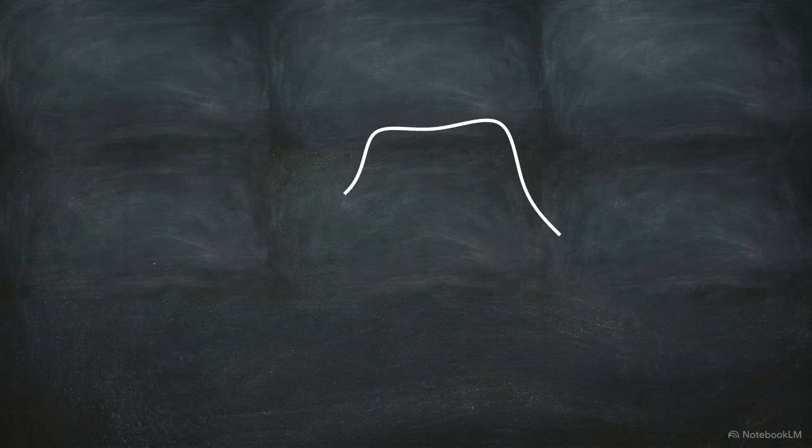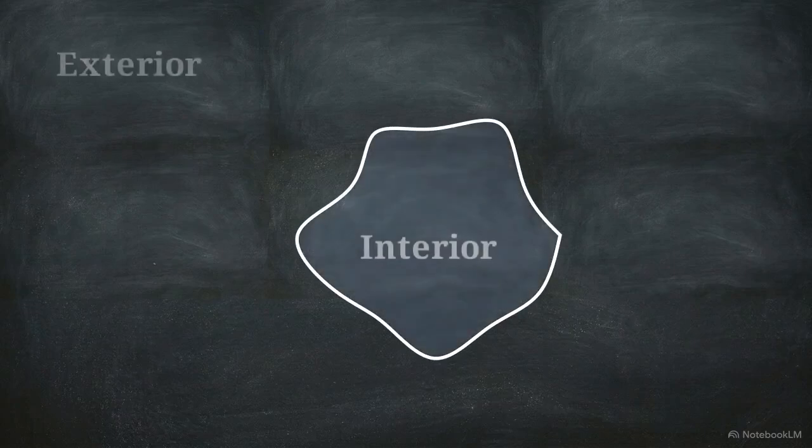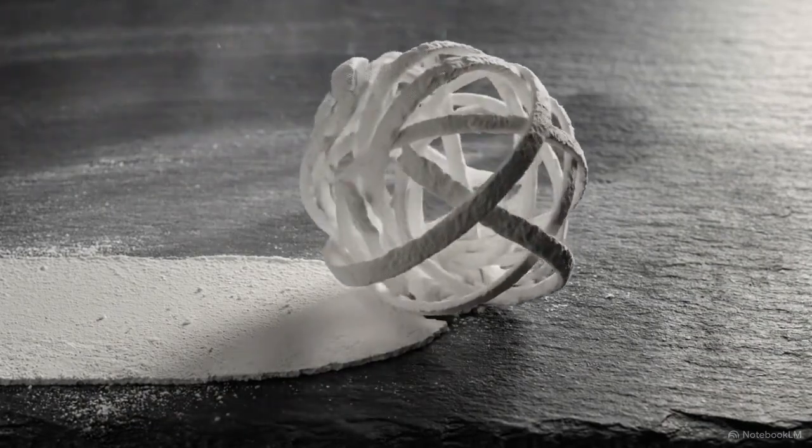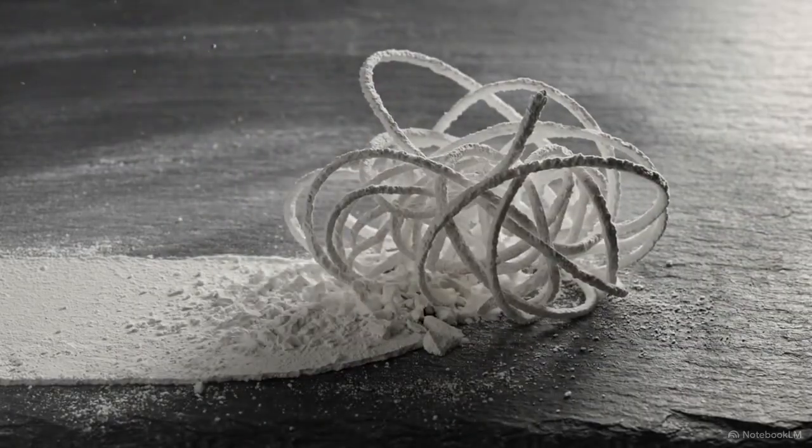Can a simple closed curve really divide the plane into two distinct regions? And why can't a surface be continuously deformed into a different dimension? Let's uncover two deep results from topology.